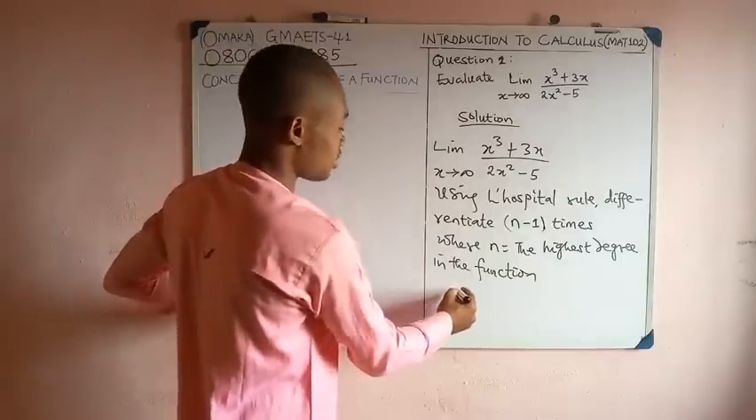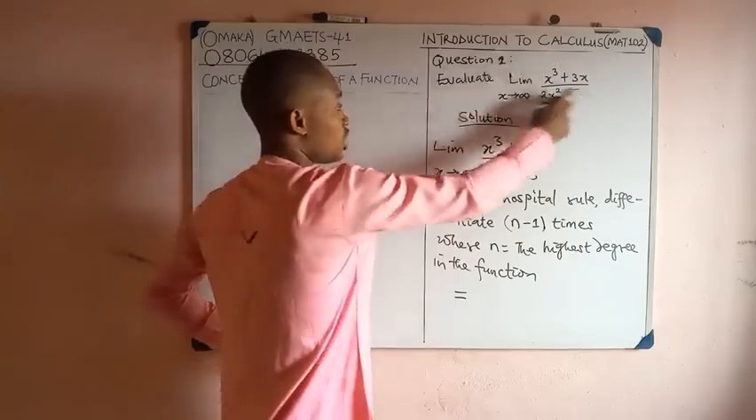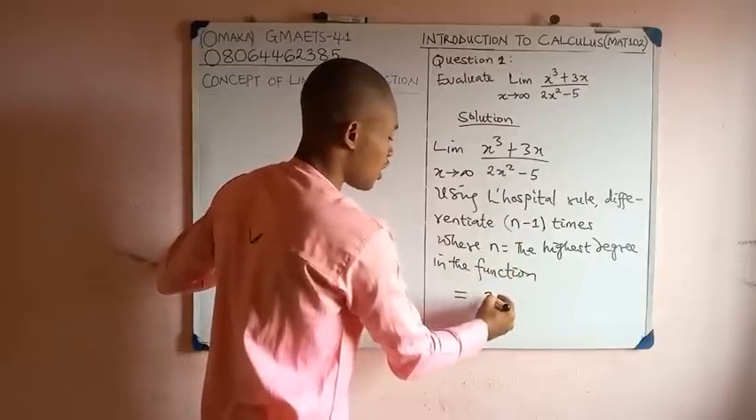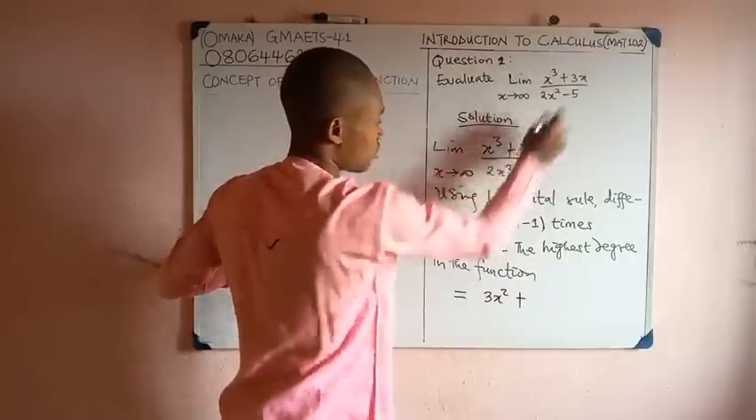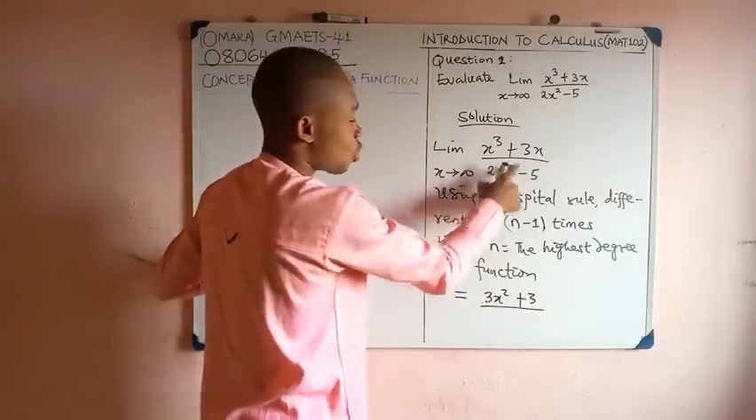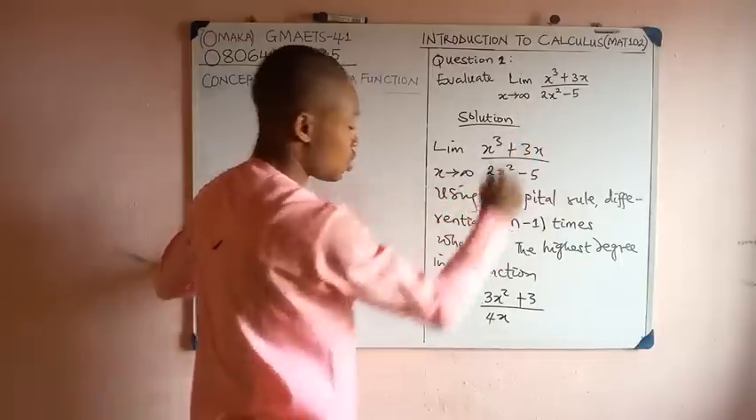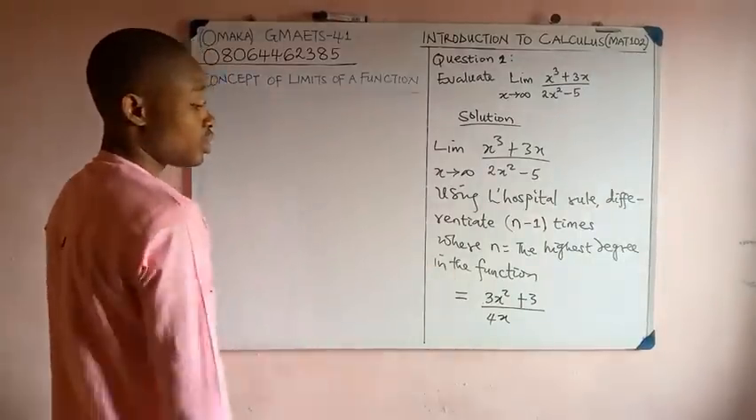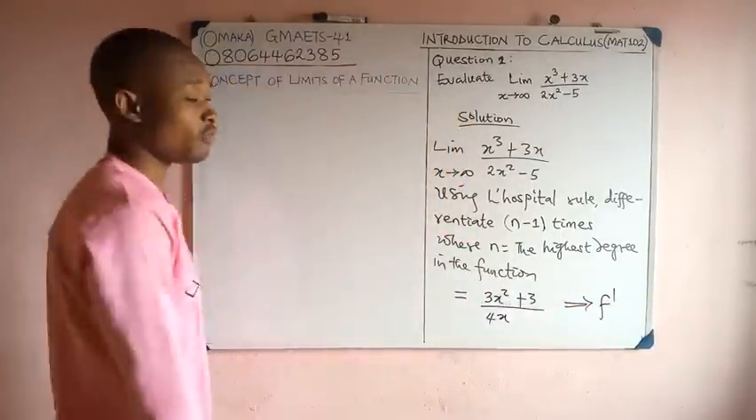Therefore, the limit of this function is now equal to, we're going to differentiate this 2 times. Let's go for the numerator. If you differentiate, you're going to have 3x squared here, and then plus, differentiate this, you're going to get 3, all over, differentiate 2x squared, you will get 4x. Differentiate this constant, you get 0, it goes away. This is the first derivative, you know that, right? That's the first derivative of the function. So let me write, this implies f prime, that is the first derivative of the function.